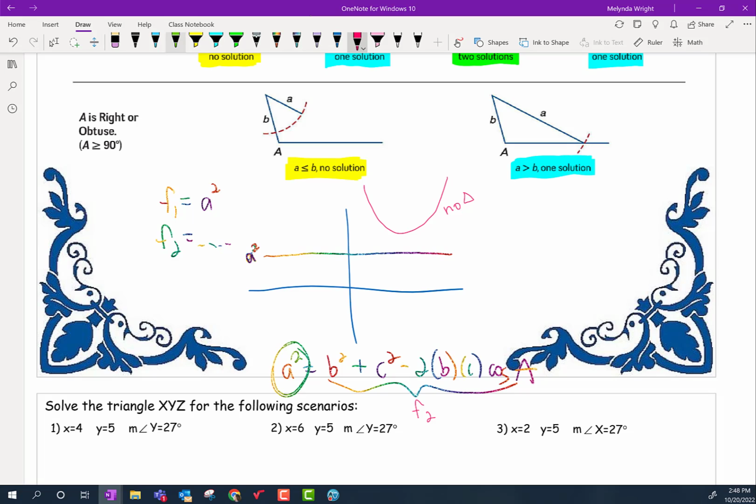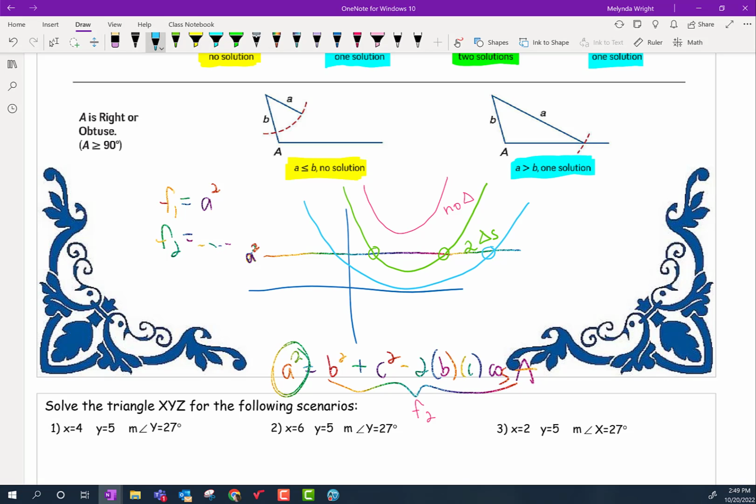We may have a scenario that looks like this, where it crosses 2 times on the positive x side. This is going to generate 2 triangles. Or we may have a scenario that looks like this, and in this scenario, it crosses the positive x 1 time.